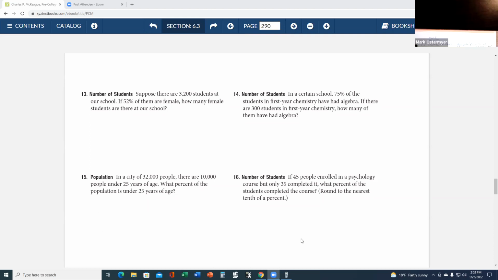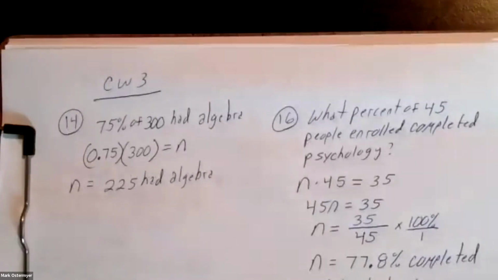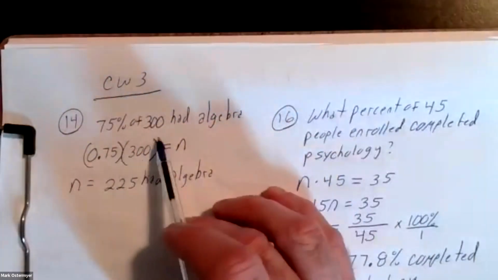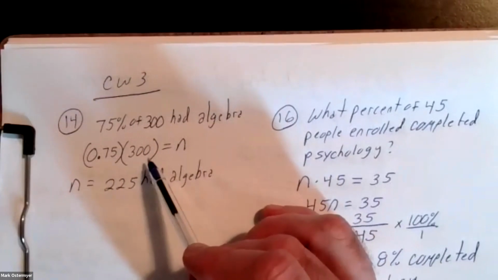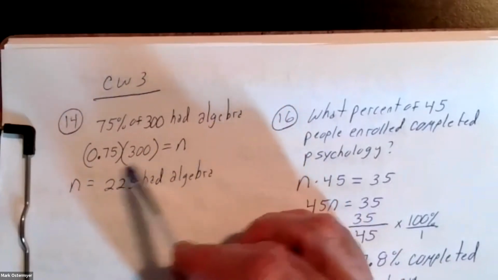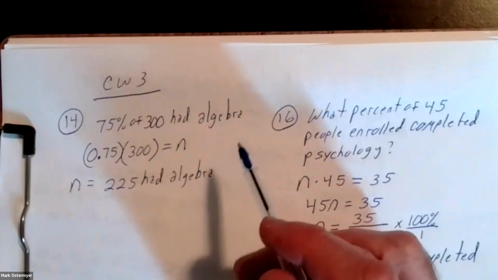What'd you get? I want to say 225. Okay, that sounds real good. So therefore 75% of 300 students had algebra. So you take 75% of 300, which means you multiply 0.75 times 300. You are correct. 225 students had algebra.